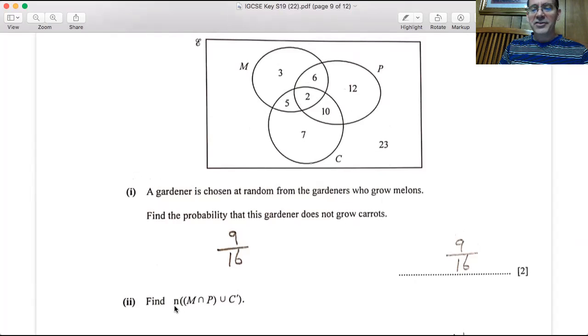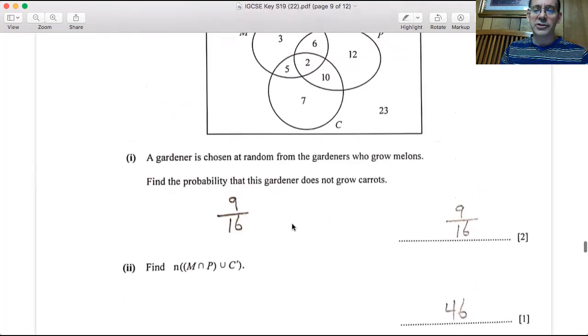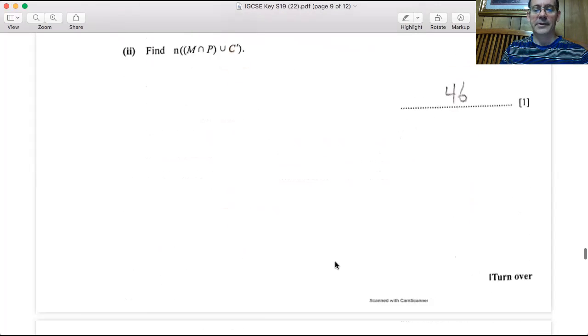So the n is how many is that? So we need to add the 23 plus the 12, that's 35, plus the 6, that's 41, plus this 2, that's 43, and plus this 3, that's 46. So there are 46 growers or gardeners that fit this notation here. Okay.